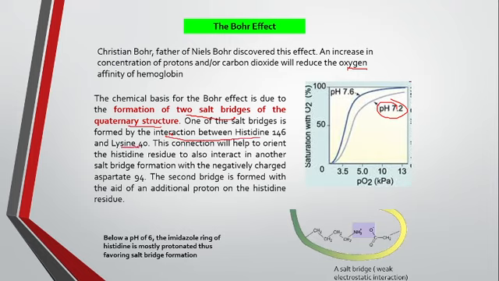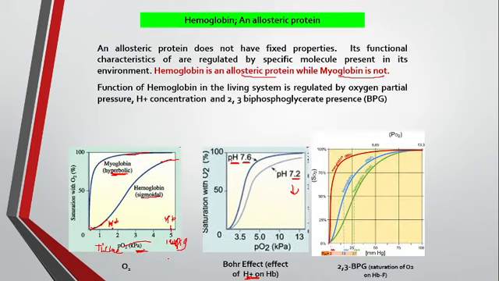This connection will help to orient the histidine residue to also interact in another salt bridge formation with a negatively charged aspartate. The second bridge is formed with the aid of an additional proton on the histidine residue. Below a pH of 6, the imidazole ring of histidine is mostly protonated, and that's why it favors salt bridge formation. After the formation of the salt bridge, the affinity to bind oxygen decreases. This is about the Bohr effect.